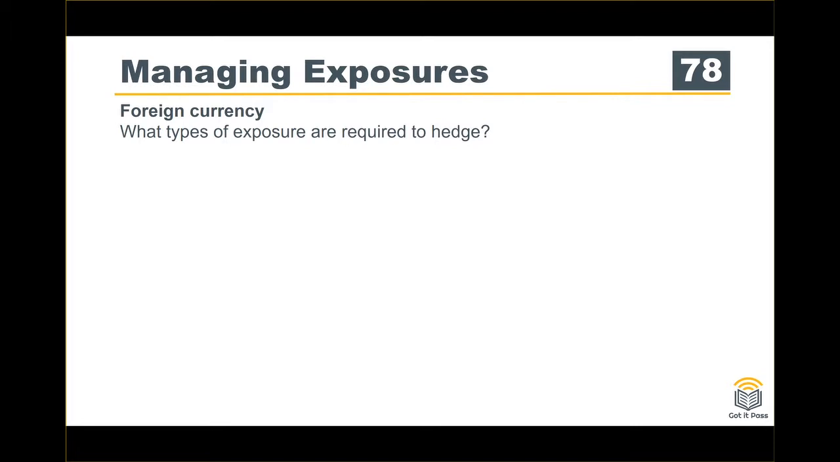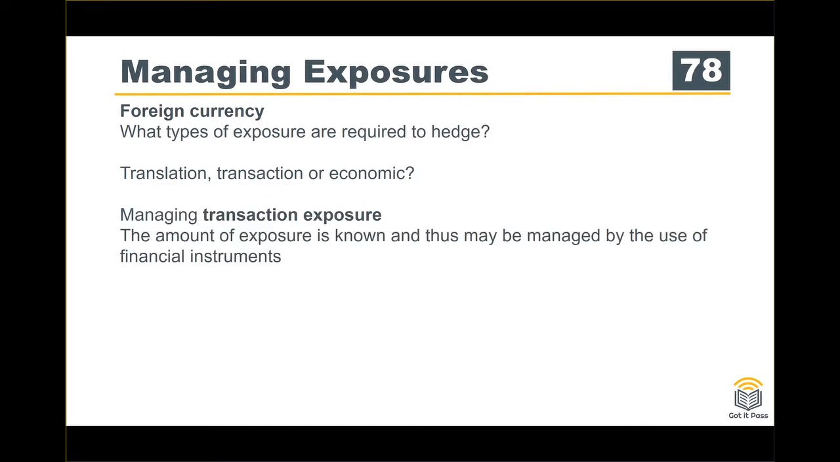All right. So for foreign currency, we just mentioned the interest rate instruments for managing the exposures. How about foreign currency? First of all, you have to identify what types of exposure are required to hedge. Remember, we have the translation exposure, the transaction exposure, and the economic exposure. So in general, what kind of exposure do we need to manage by hedging? It is transaction exposure, right?